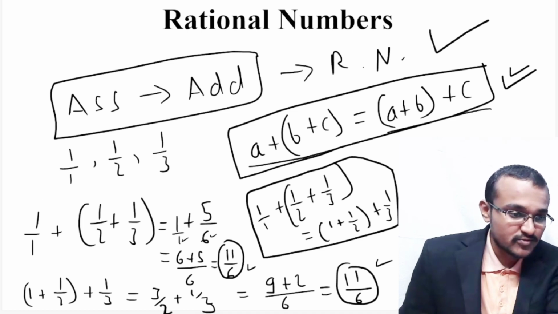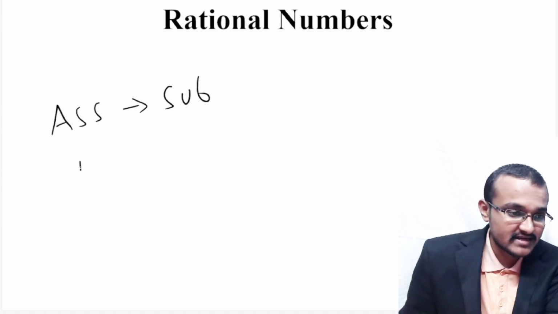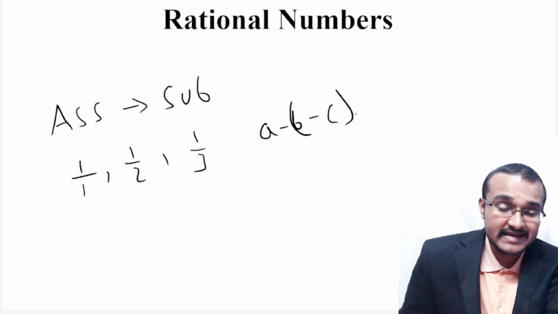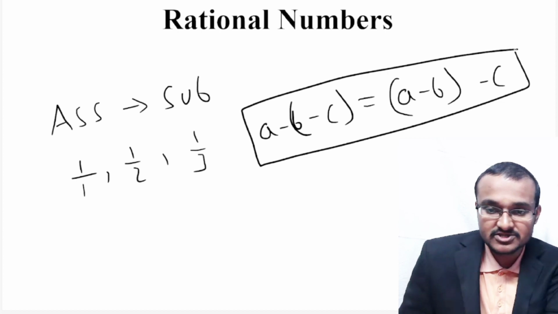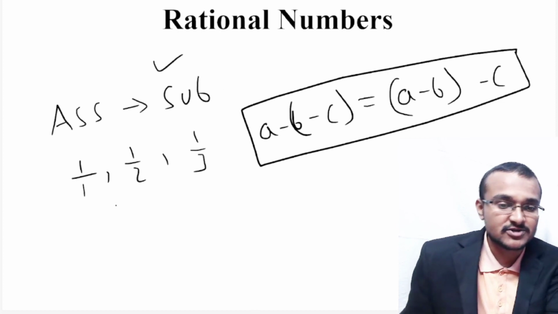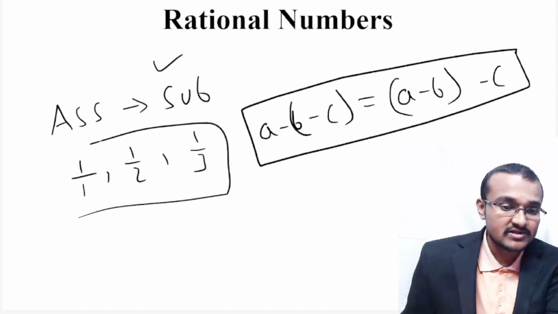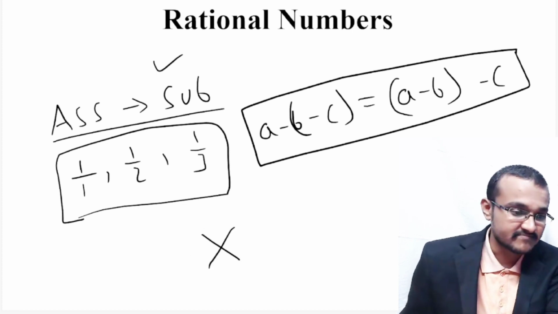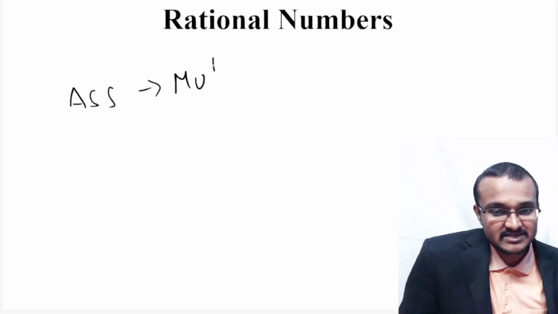Similarly, you can test associative property under subtraction for these rational numbers. Here also you can take 1 by 1, 1 by 2 and 1 by 3 as your examples. That should obey a minus of b minus c is equal to a minus b of minus c. So this particular equation should be obeyed. You can test whether associative property under subtraction for rational numbers will be satisfied or not. For your information, I am telling you that associative property under subtraction for rational numbers will not be satisfied. So now let me only solve for associative property under multiplication for rational numbers.